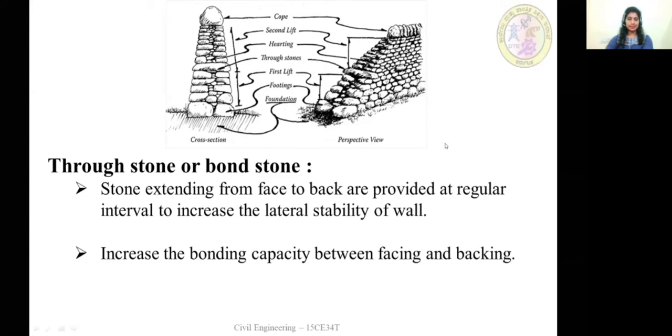Next, we'll see through stone or bond stone. The stones extending from face to back, provided at regular intervals to increase the lateral stability of the wall, are known as through stones. In this picture, you can observe a single stone extending from facing to backing. This increases the bonding capacity between the facing and backing.